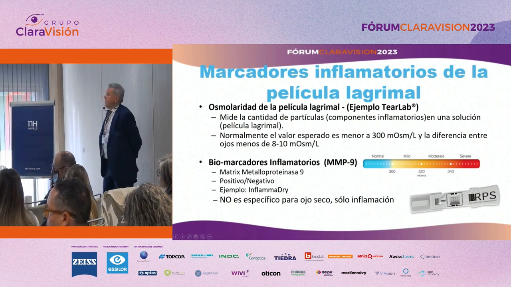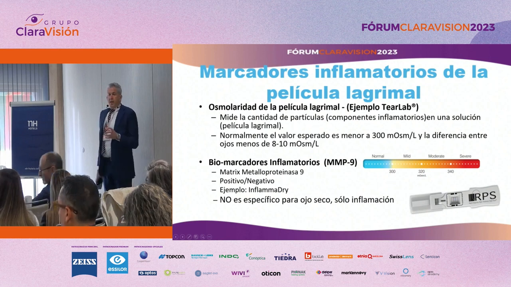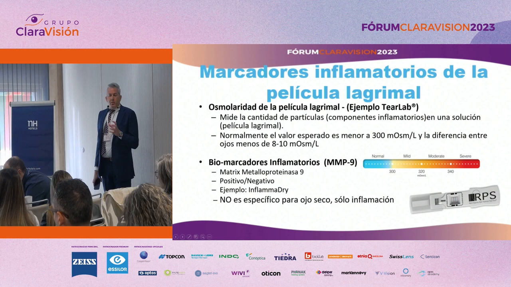The second test, which we have videos for, and we're going to show you how to do them, looks for MMP9 protein. This is not specific to dry eye, and it's a positive-negative test. But what it tells you is that if you have MMP9 protein in the tear film, you're in a pro-inflammatory state at that point.